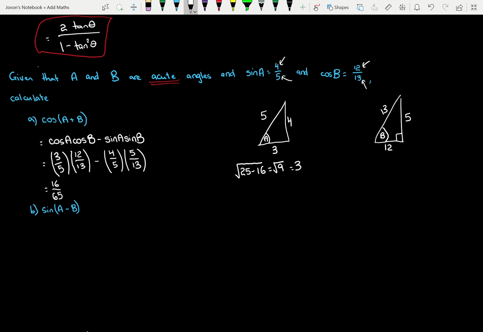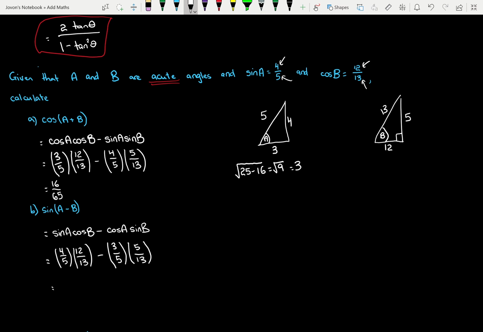Okay, now we want to find sine A minus B. So first we want to expand this out. This is the same as sine A cosine B minus cosine A sine B. And we can calculate this because we already found these. So sine A is 4 over 5, cosine B 12 over 13, minus cosine A. Cosine A is adjacent over hypotenuse, which would be 3 over 5. And then sine B, which would be 5 over 13.